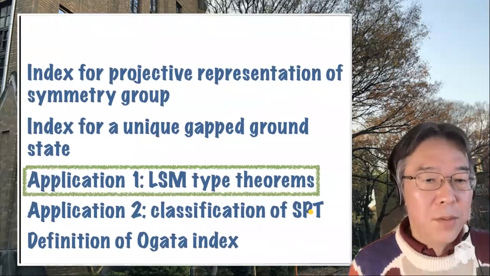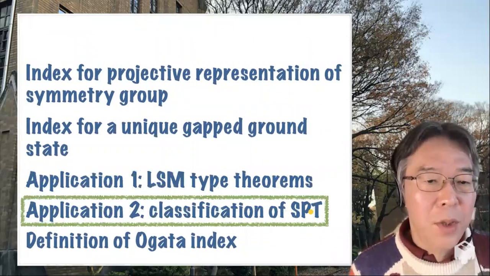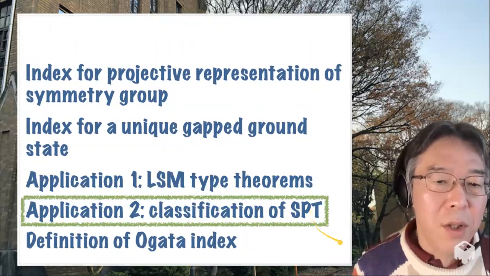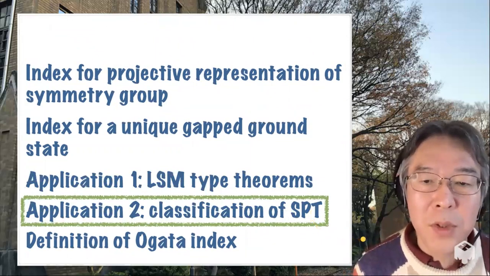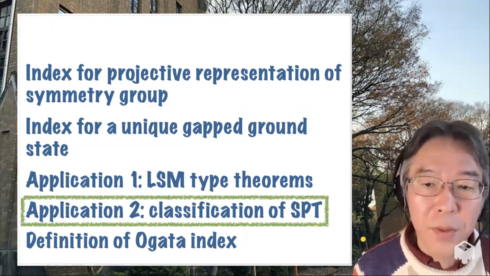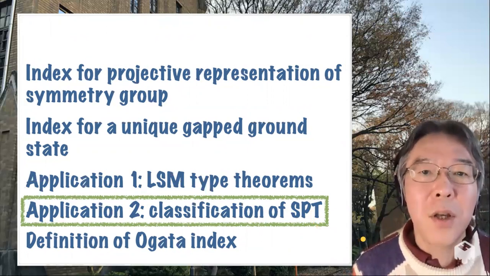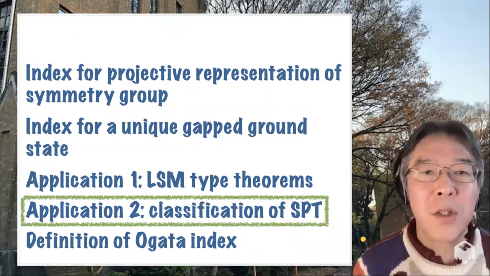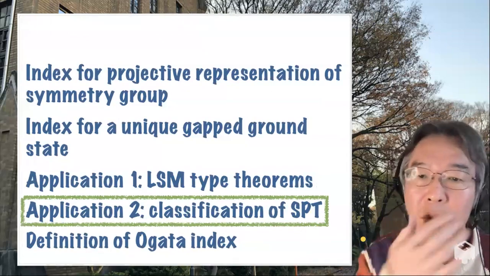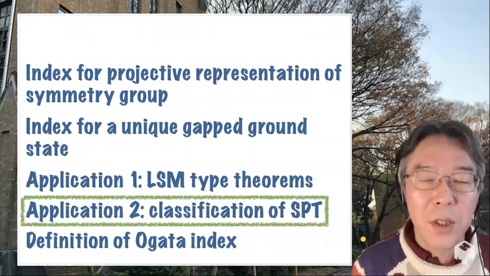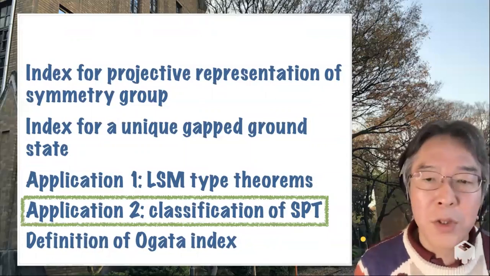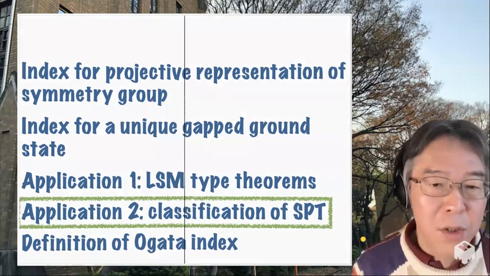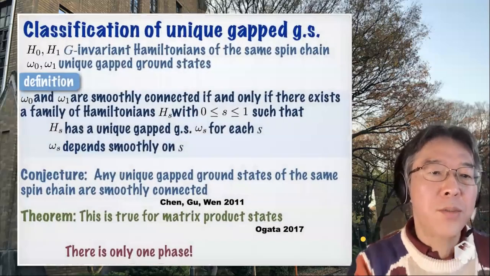Okay, so that was my first application. Let me go to the second application. That is a classification problem of symmetry protected topological phases. And this is actually the birthplace of all these indices like Pollmann, Turner, Berg, and Oshikawa. And of course, Ogata was interested in this problem when she introduced this new index. So what is the problem?